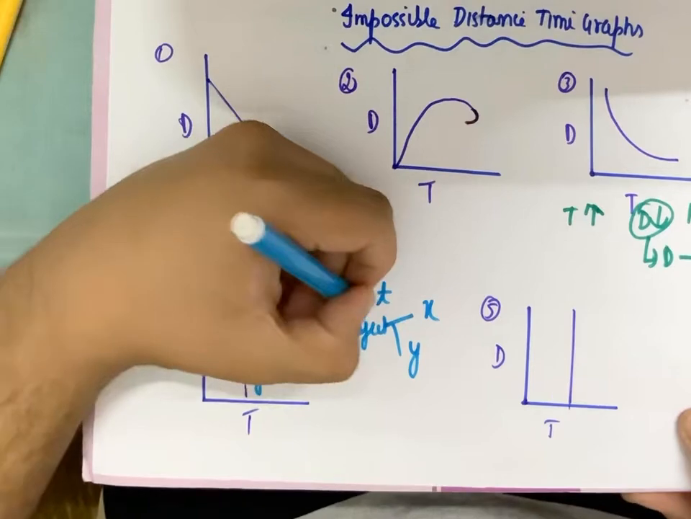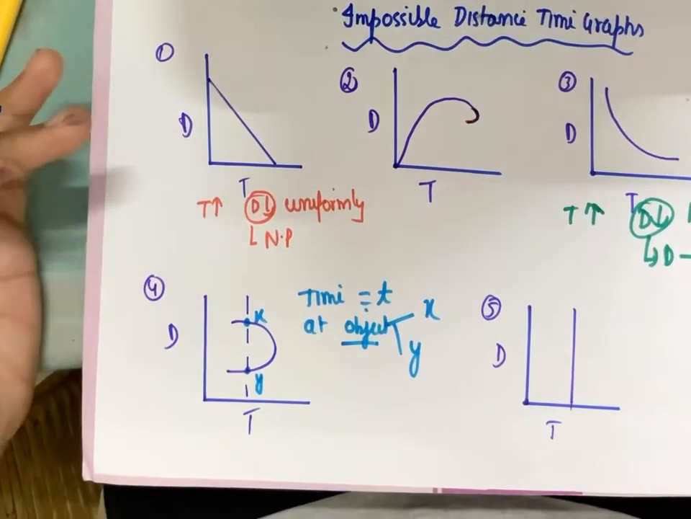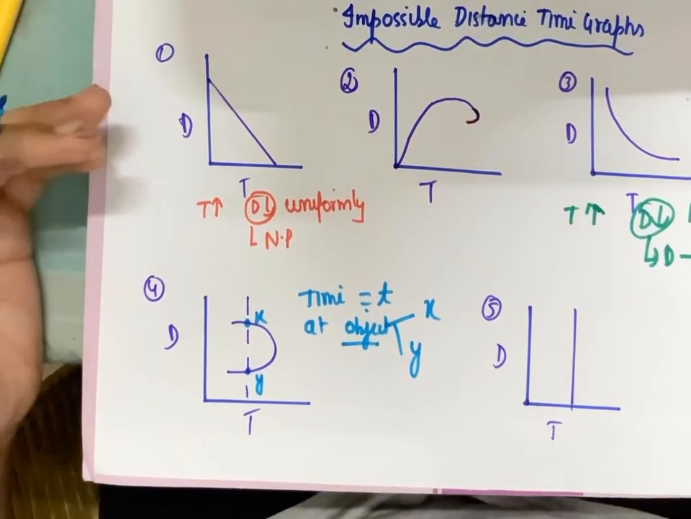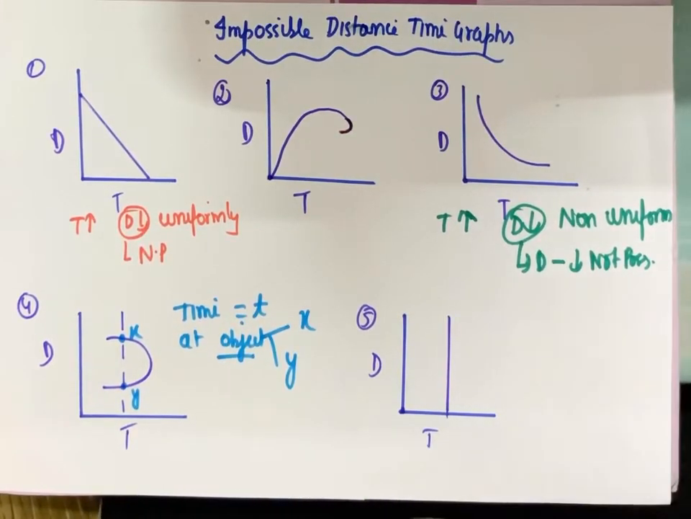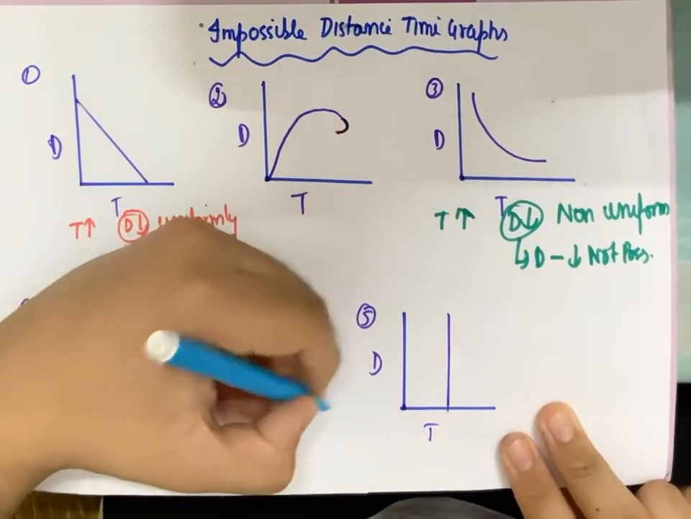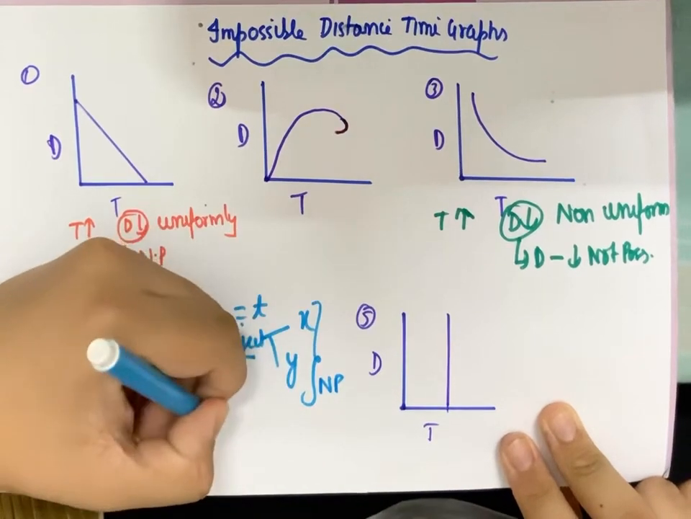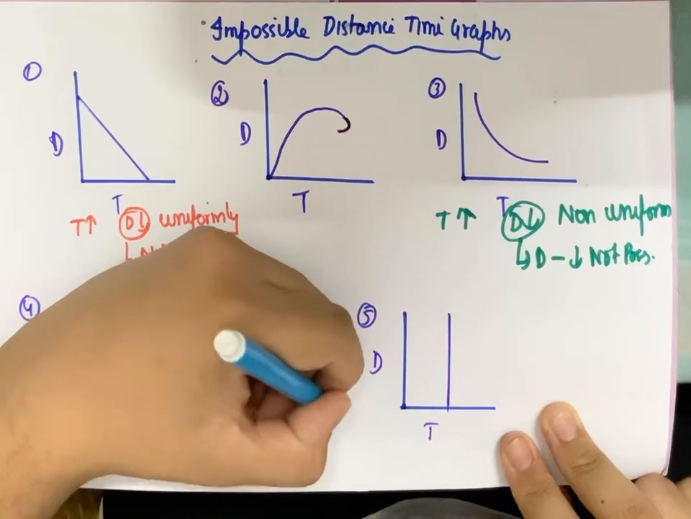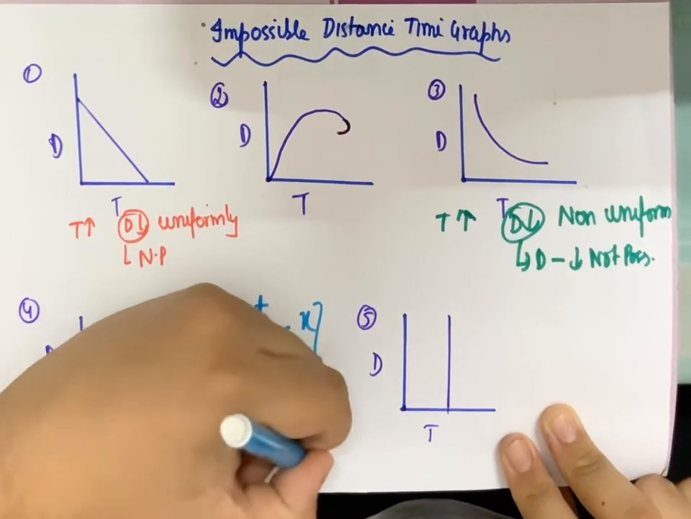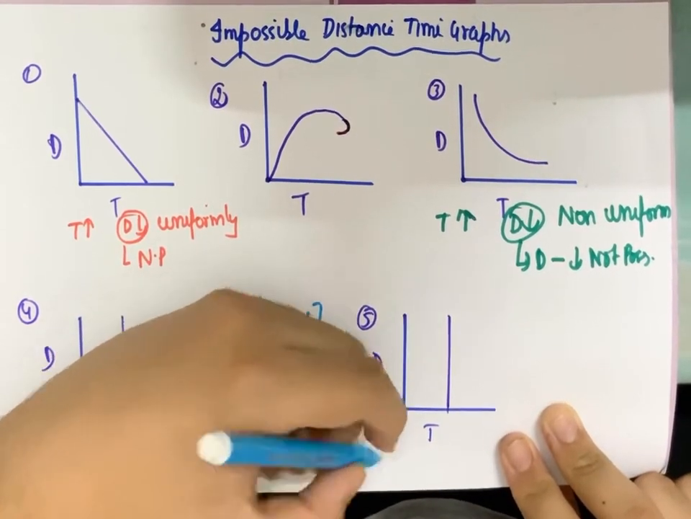Now there is no magic which is happening. The object, of course, one object at a particular time, same time, cannot be at 2 positions. It has to be at only 1 position. How can it be at 2 positions? So hence this is not possible, because one object at the same time at 2 positions is of course not possible.